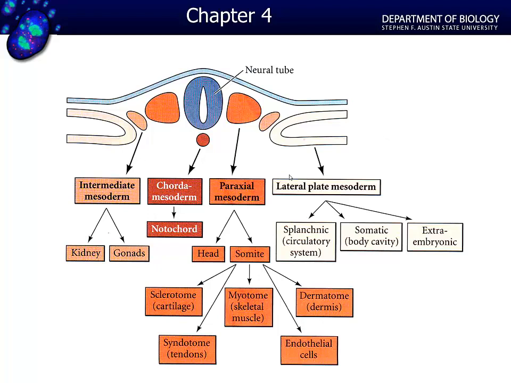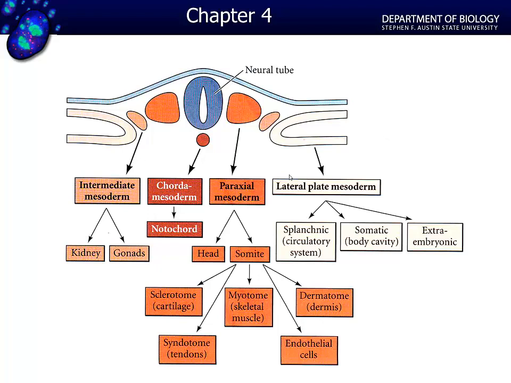We're going to contribute to head structures. We've got our cartilage, tendons, muscle, skin, endothelial cells, and we're going to break these somites down into these different regions as we go through them. But then our lateral plate mesoderm, we're going to contribute musculature to the body. We're also going to contribute to our circulatory system, and these terms splanchnic versus somatic.